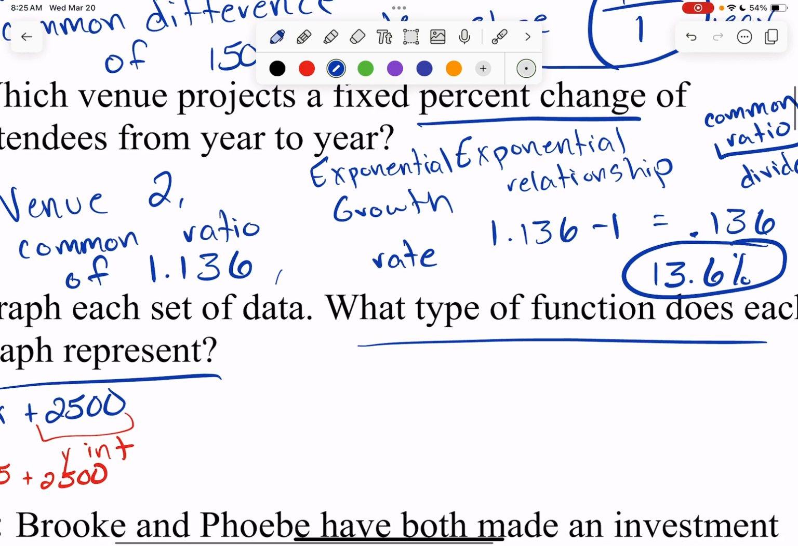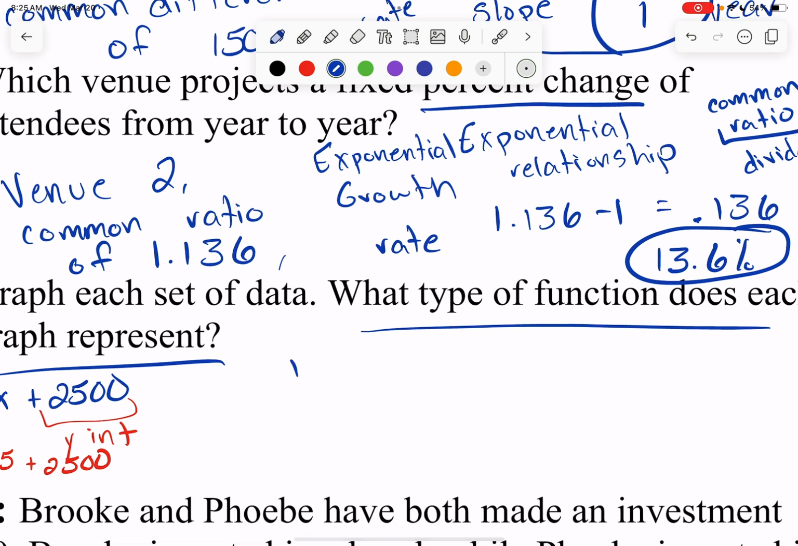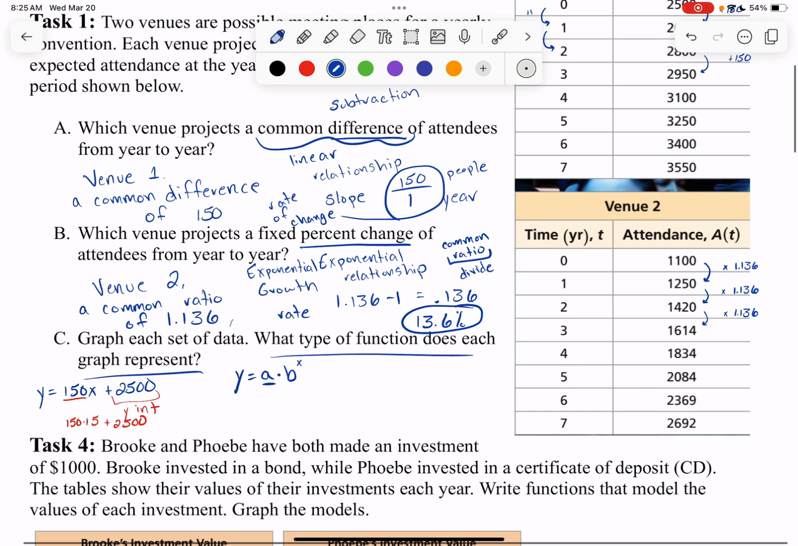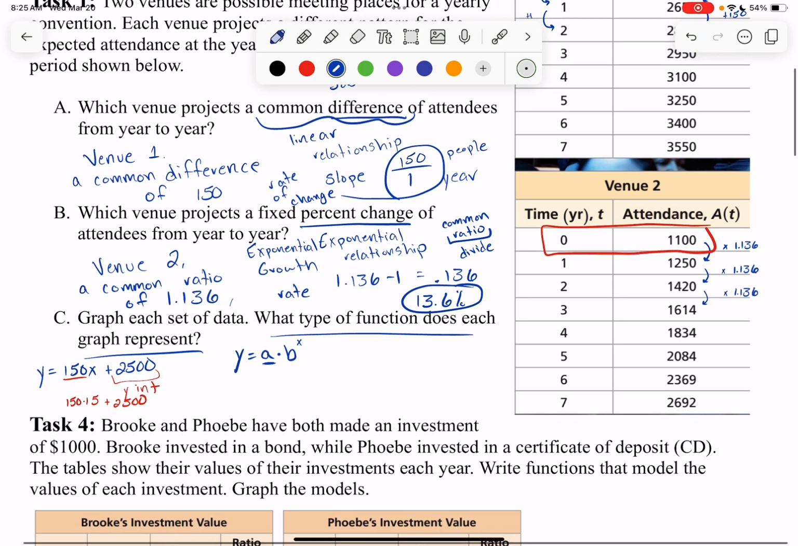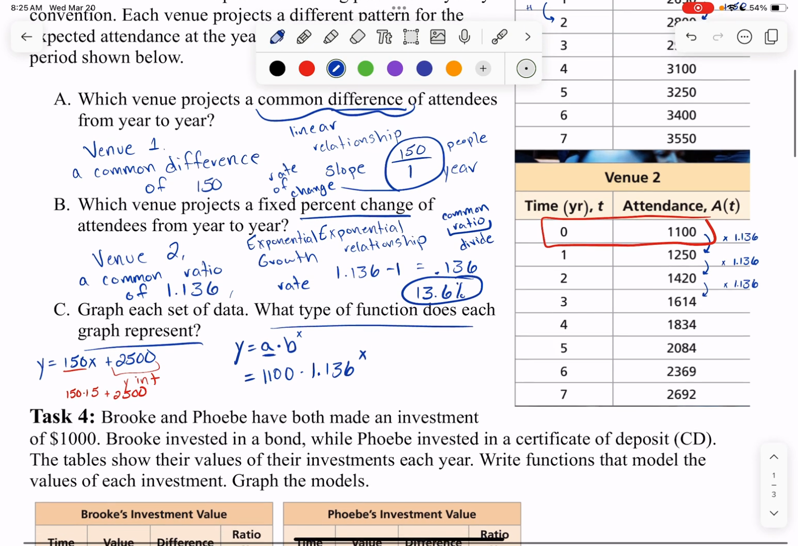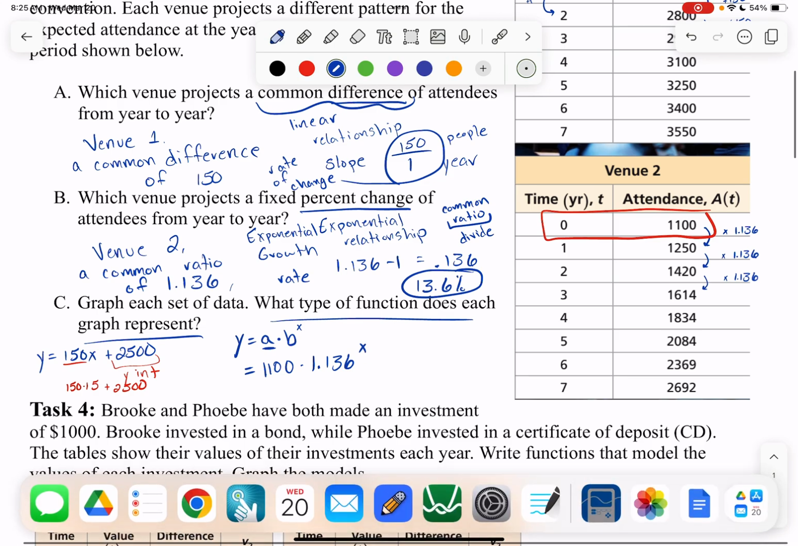So we need an exponential function, y equals a times b to the x. Well, a comes from our very first value; they give me that 0 is 1100. So my a is 1100. And I know the b is that growth factor. And I know I'm multiplying by 1.136 each time. So 1.136 to the x. So there's my function. So let's go ahead and look at both of these on my calculator.